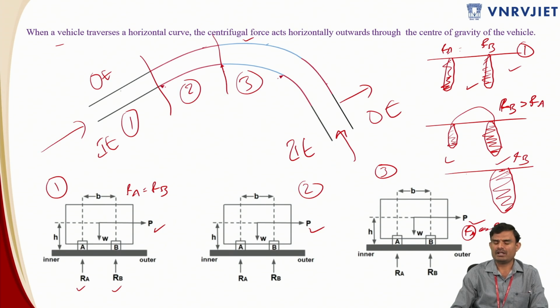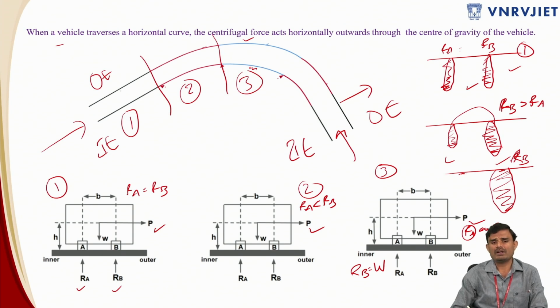So when you enter this central portion of the circular curve, the inner wheel, somewhere over here, is going to lose contact with the road. That is why the entire pressure will be shifted to the outside wheel. So the entire weight of the vehicle is shifted to position B, that is the outer edge. So these are the different conditions at the different zones. Here RA is less than RB, and here RA is approximately equal to 0, and RB is completely the weight of the vehicle.